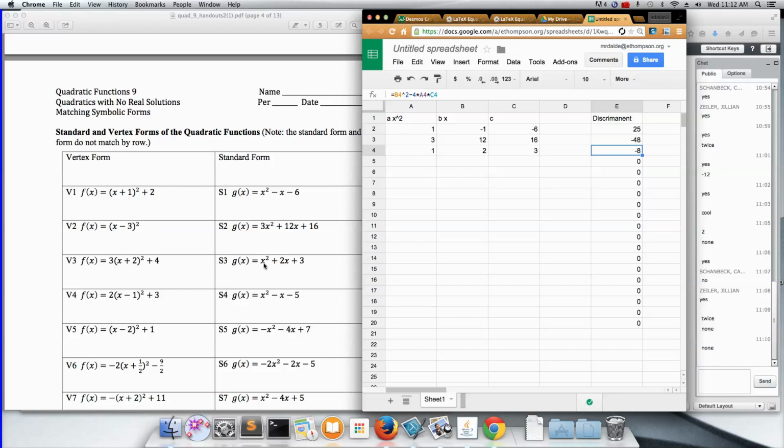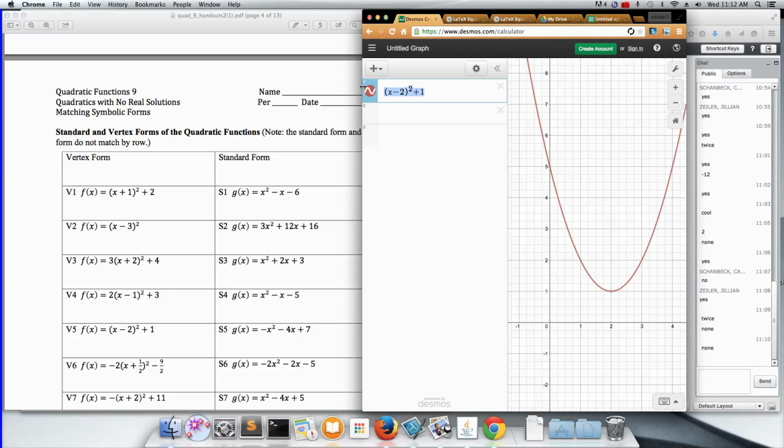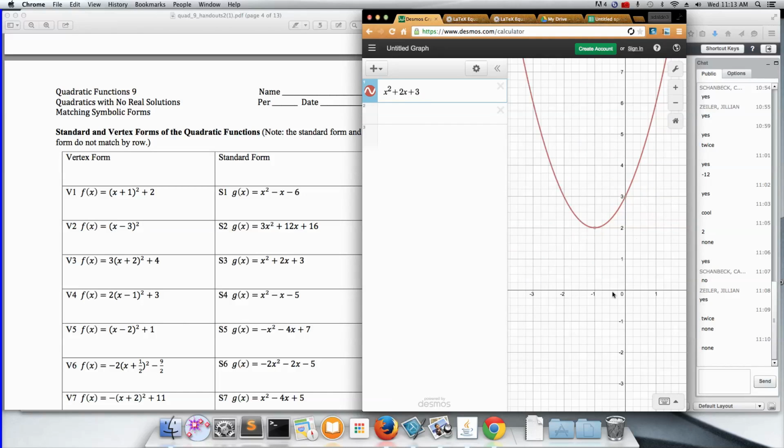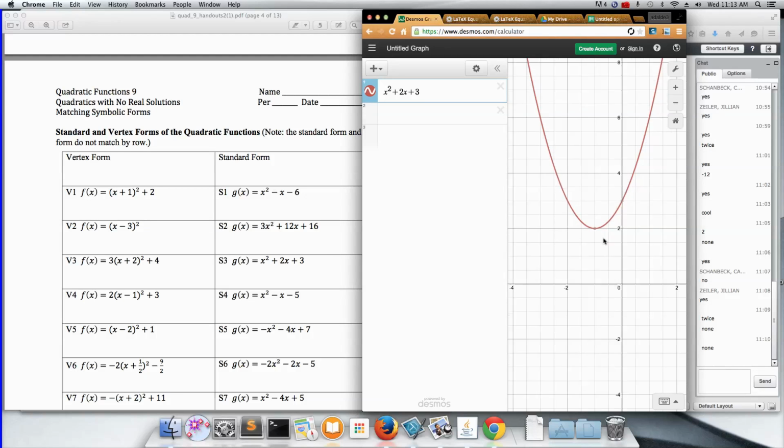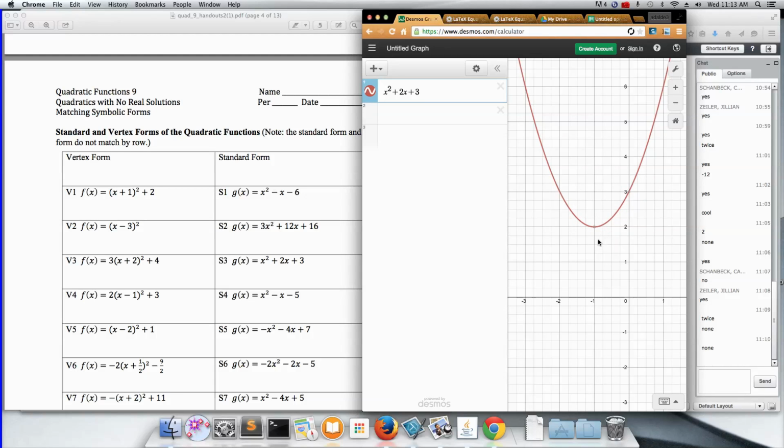None, absolutely. And I'll prove it to you. If I were to graph x squared plus 2x plus 3, let's look at where that graph is. That graph is up here. How many times does it cross the x-axis? None. But we were able to figure that out without having to graph it. We were able to figure that out by just looking at the discriminant. Do you see the advantage here?